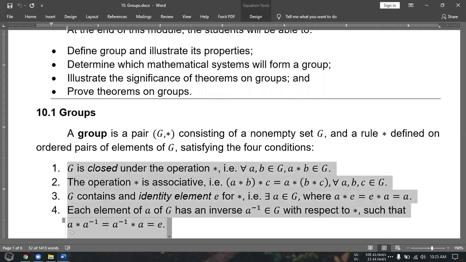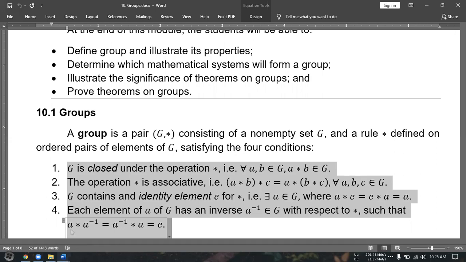We should satisfy this 4, no? You should satisfy these 4 conditions. The closure property, associativity, identity must exist, and every element of G must have an inverse, which also belongs to the set G. Okay, set G.